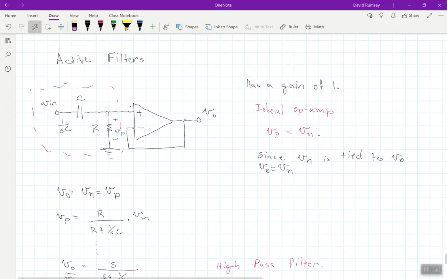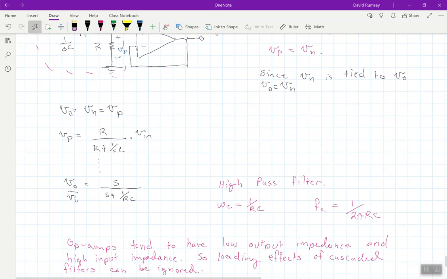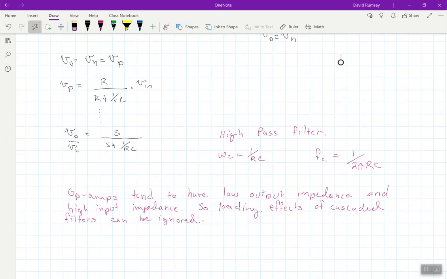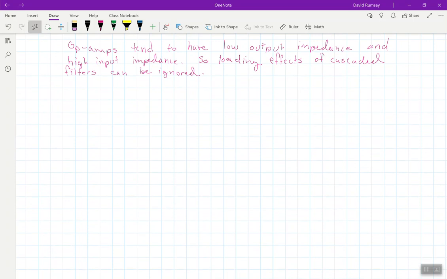Now, you might say, okay, it has a gain of 1, since I tied this negative terminal directly to the output here. I can actually get gain out of this. So there's another configuration that we can write these in.